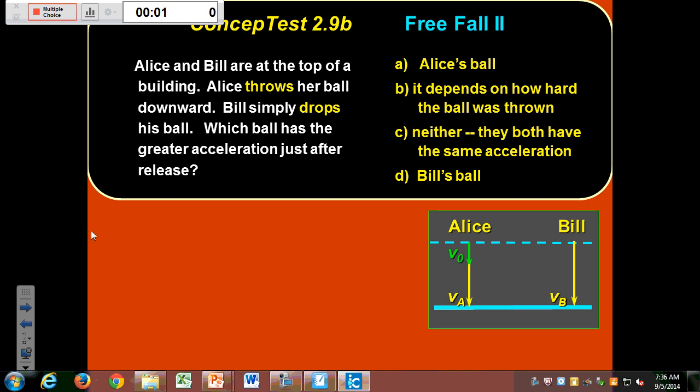Alice and Bill are at the top of the building. Alice throws the ball downward, Bill simply drops. Which ball has the greater acceleration after release? So after they let go of the balls, which one has the greater acceleration?